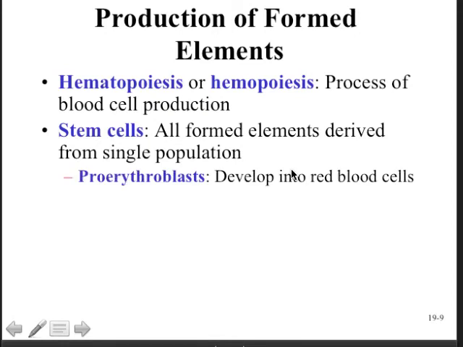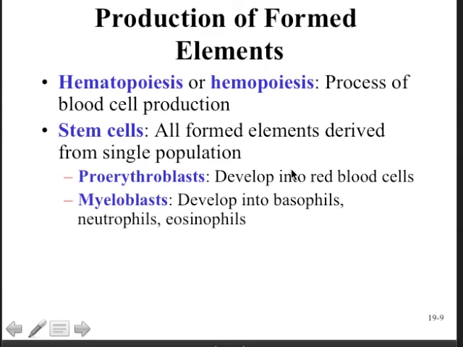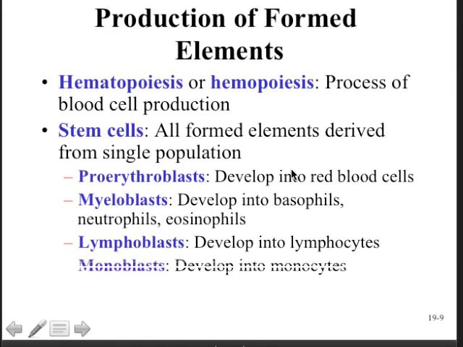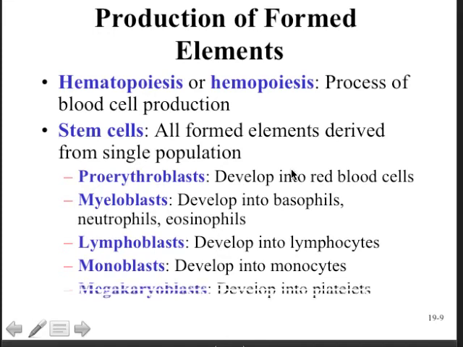Proerythroblasts will become red blood cells eventually. Myeloblasts will become one of the granulocytes, and the lymphoblasts will become the lymphocytes. The monoblasts will become monocytes, which in turn will become macrophages. The megakaryoblasts are essentially platelet producers. So the small fragments of the megakaryoblast break off and become these tiny membrane enclosed sacs of clotting factors that are one of the more abundant elements in the plasma.